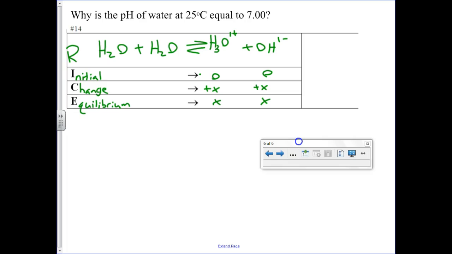Okay. This will make a lot more sense why we have to rewrite it when we have a more difficult problem. But for this one, we just have X for each of these. Now, look at your AP formula sheet. In that little box, there's some Kw expressions. I think it's the 5th one down. We've got 3 things that Kw equals. Kw, first off, is a constant. And it's 1.0 times 10 to the negative 14.